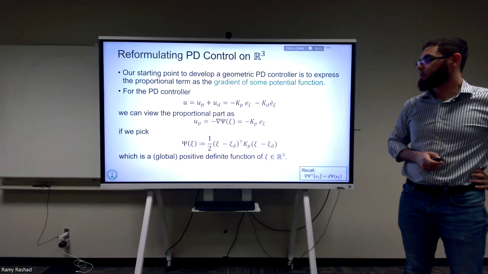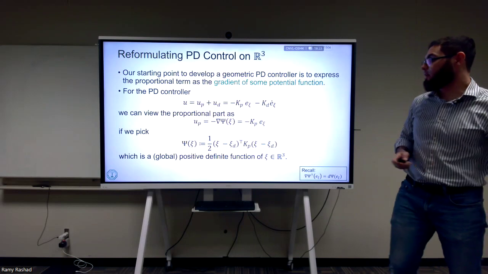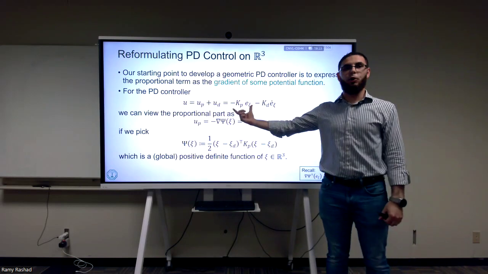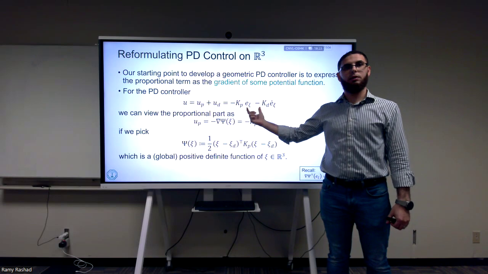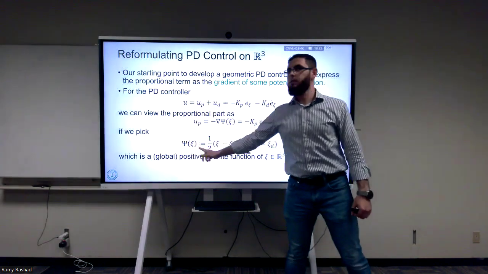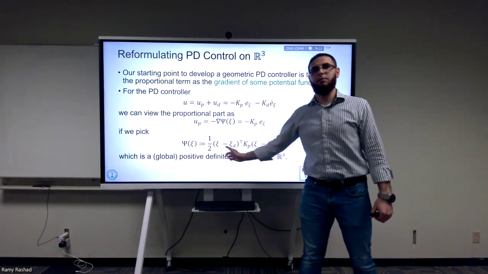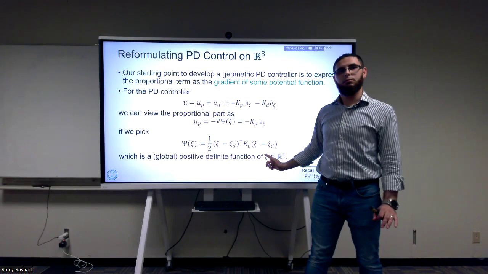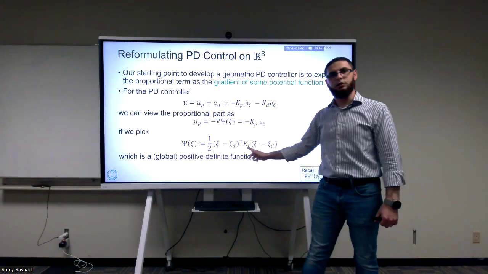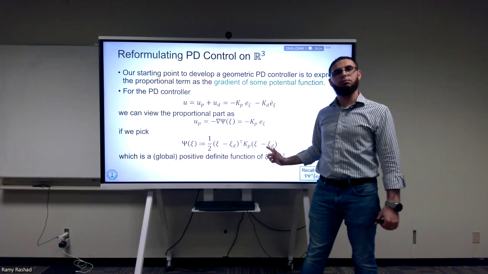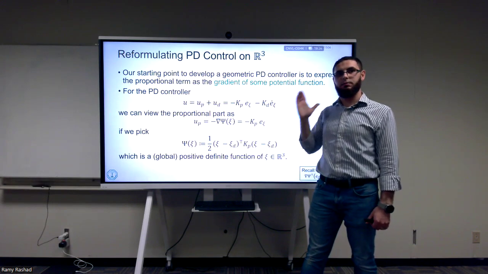This is the proportional term, minus KP error. If you choose psi to be, let's say I tell you psi is given by this function, and I tell you take the gradient of this function. Okay. Calculate the gradient. How do you calculate the gradient?